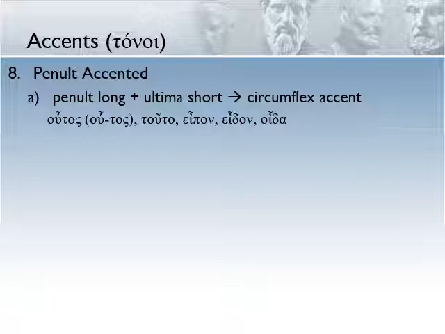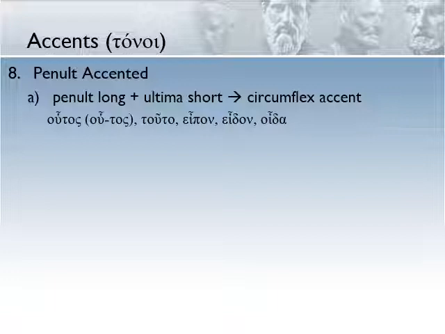Notice the next example, idon, epsilon iota, delta, omicron, nu, idon. Short ultima, spelled with an omicron. Long penult, consisting of the digraph, epsilon iota. And so we have circumflex accent on the long penult.